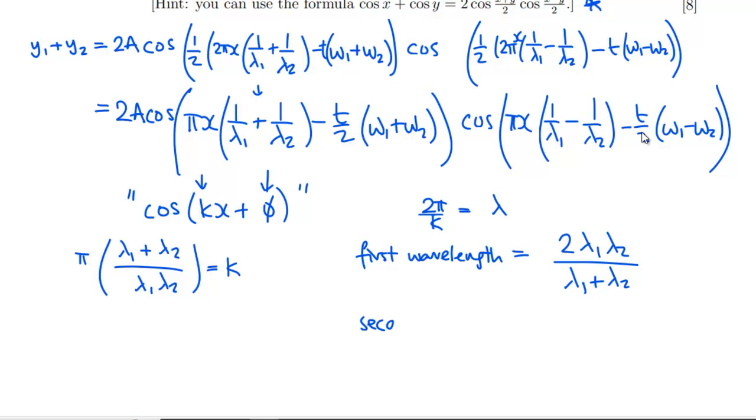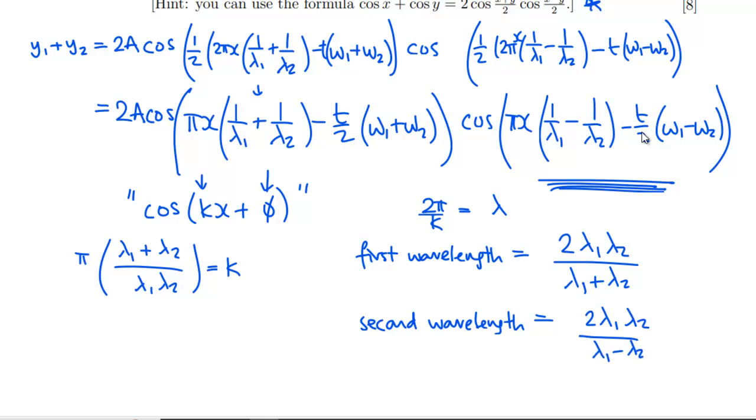And then the second wavelength for the second cos function, i.e. this one over here, is going to be 2 lambda 1 lambda 2 over lambda 1 minus lambda 2. So we've got two wavelengths going on here. This one is smaller because we've got a larger denominator. This one is larger because we've got a smaller denominator, because we're adding lambda 1 and lambda 2 on the first wavelength's denominator, and here we're subtracting them. So we've got these two different wavelengths.